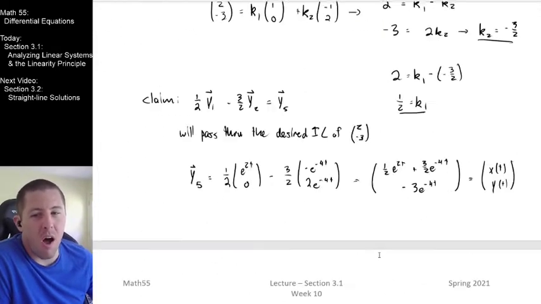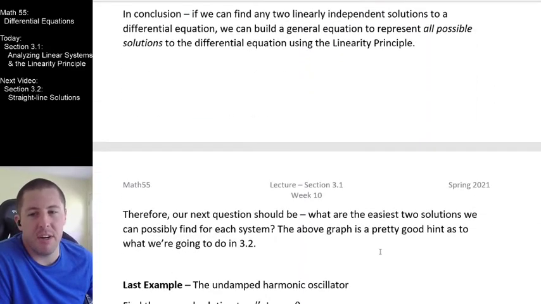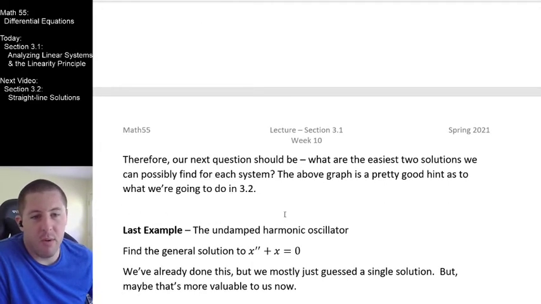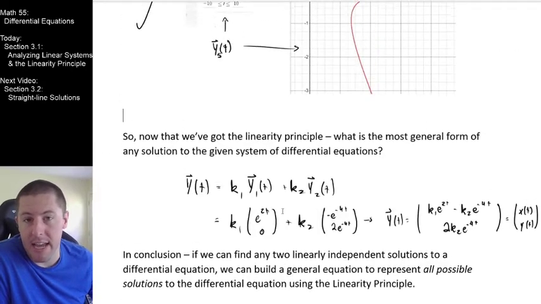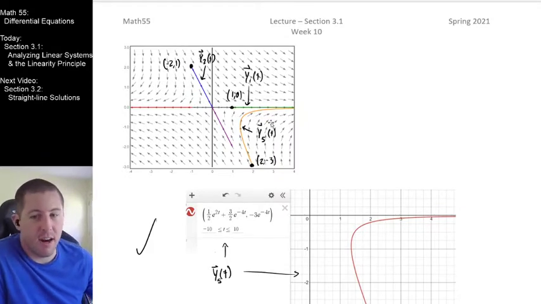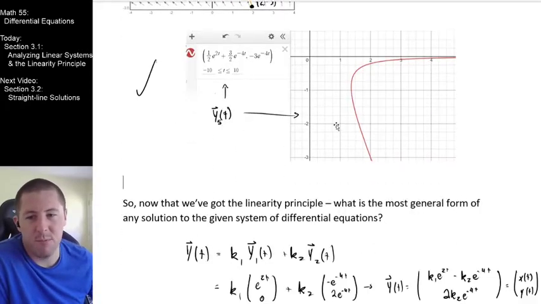This is going to be all the power of our machinery. This chapter is linear algebra in a big, big way, and that's good. It is objectively a good thing for all of us here. So, as I've already said, our next question should be, what are the easiest two solutions we can possibly find for each system? The above graph is a pretty good hint. Notice that the two solutions that we found to help ourselves were the linear solutions right there. Our goal is going to be to find any linear solutions that exist in the system and then just take all their linear combinations to get all the other solutions that are out there, which is really cool.